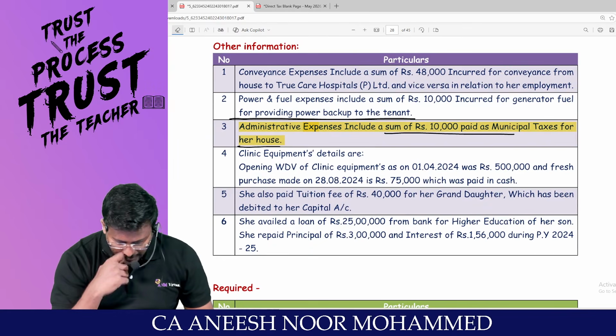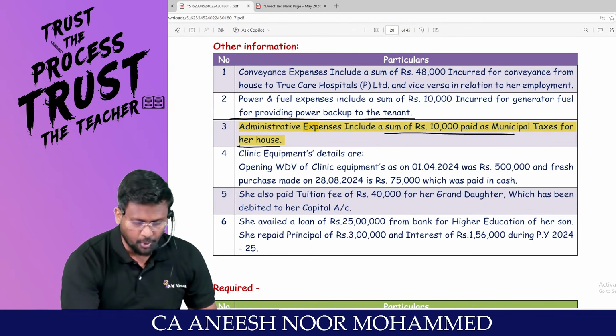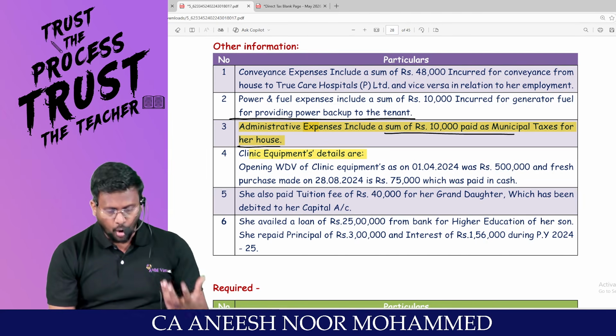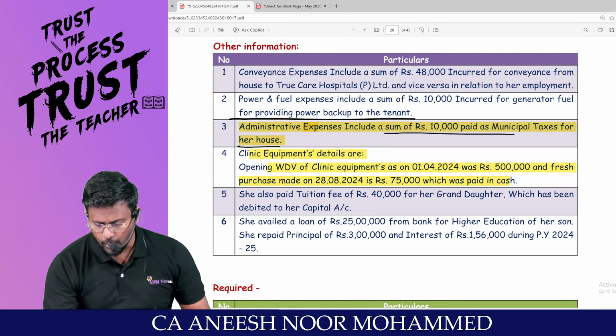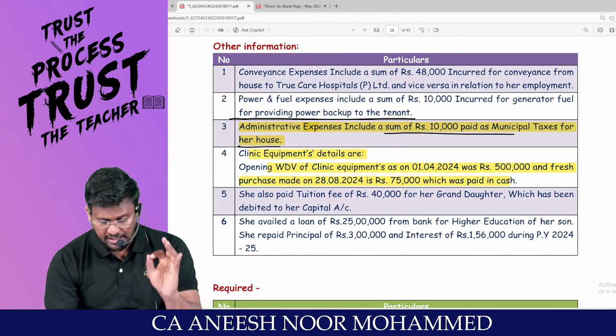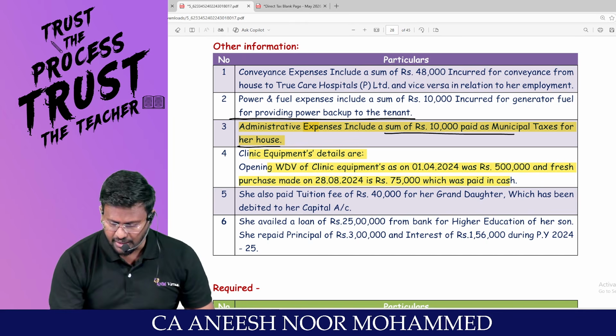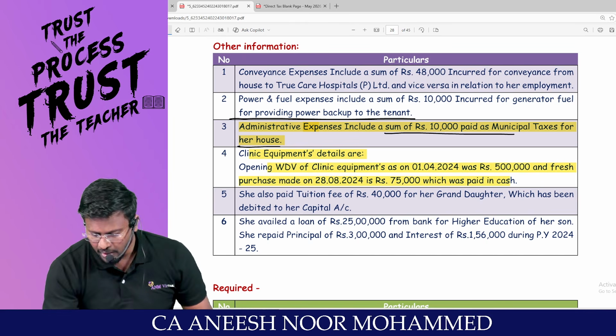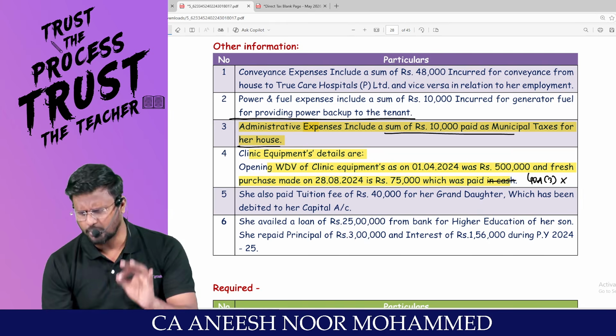Super, sir. Clinic equipment details, sir. This is for the purpose of calculating depreciation. Opening WDV of the clinic equipment was 5 lakh. Fresh purchases made on 28/8 was 78,000, which was paid in cash. That's it. 40A subsection 3 will be applicable. No depreciation will be provided.